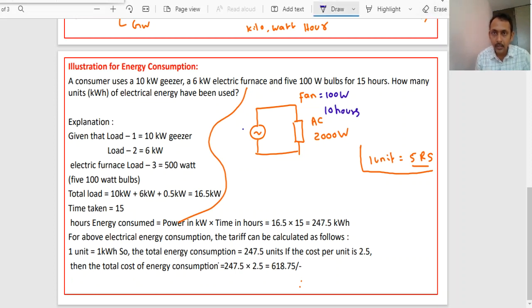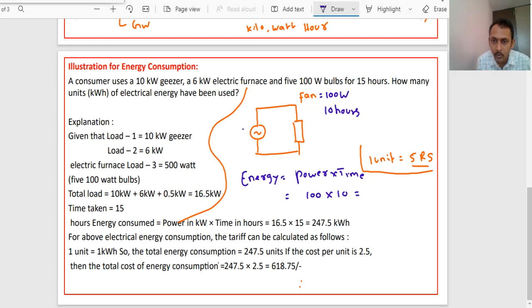That is energy equal to power into time. You know the power rating of the fan. It is drawing 100 watts. If you are making that fan on for 10 hours, it is around 1000. The units are watt hours. So 1000 watt hours is nothing but 1 kilowatt hour. But 1 kilowatt hour is nothing but 1 unit. Daily you are consuming 1 unit of electrical energy.